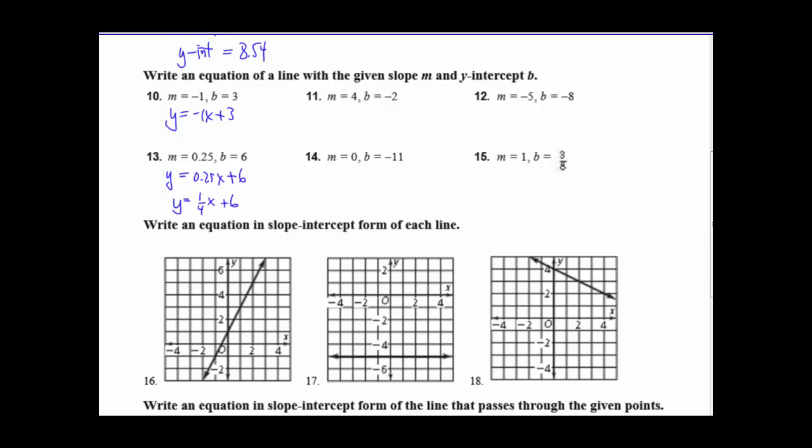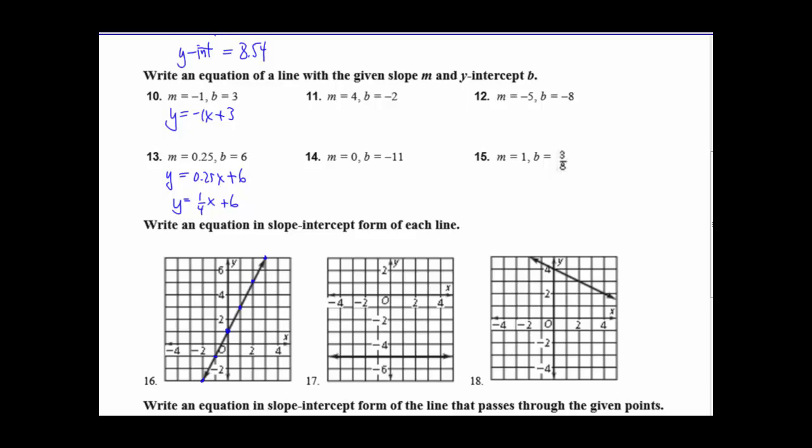Let's look at 16, because it says, write an equation in slope-intercept form of each line. Now on 16, 17, 18, we have the lines. We need to write it in slope-intercept form. If we look at our graph on number 16, we're going to hopefully find some points that go across the grid. We have a point there. We have a point here. We have a point here. Point there. Point there. And point there.